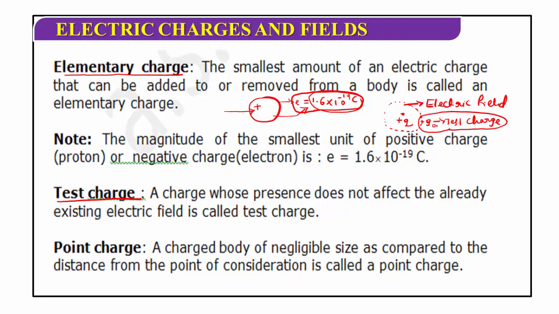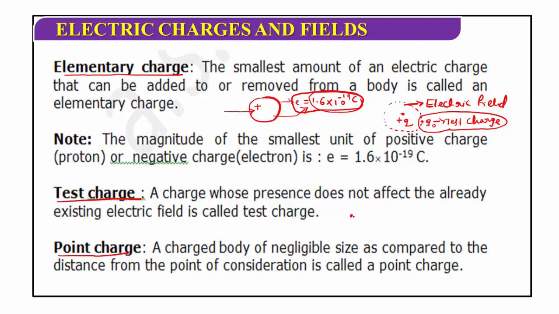If the test charge we place here does not affect the already existing electric field in any way, what do we call it? Test charge. It is very simple. A charge whose presence does not affect the already existing electric field is called a test charge. And the next one is what we call a point charge.